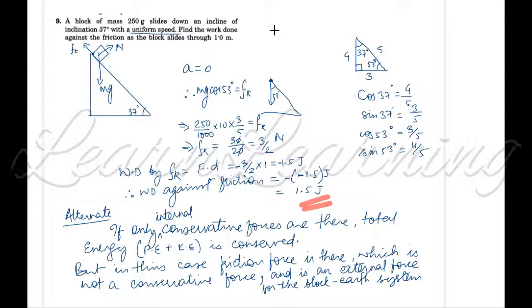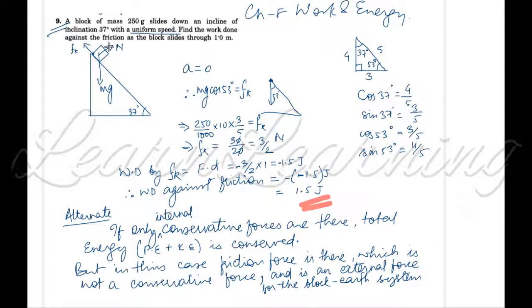Hello students, we will solve today question number 9 of chapter 8, Work and Energy, of SC Verma. The question shows that there is a 250 gram mass which is sliding down an incline of 37 degrees with a uniform speed.